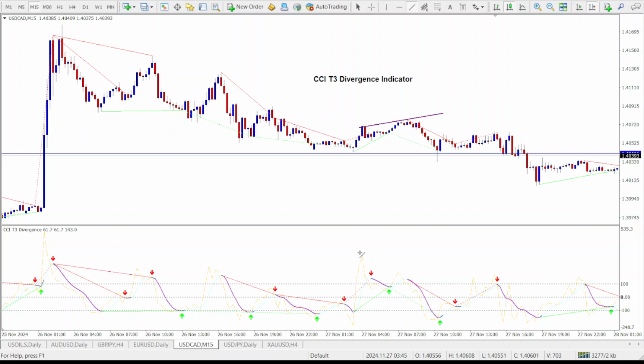A bearish regular divergence occurs when the price makes a higher high, but the indicator makes a lower high, showing that bearish momentum is building up. We can see that right after that, we actually had a decline, and you can see the red line that formed, giving us an indication of a bearish divergence.